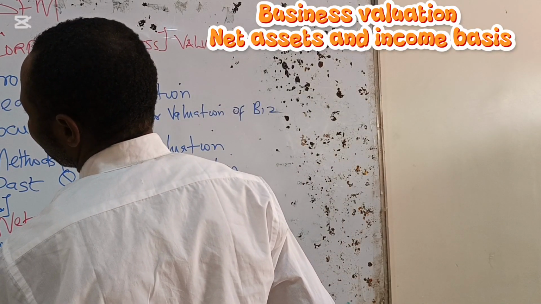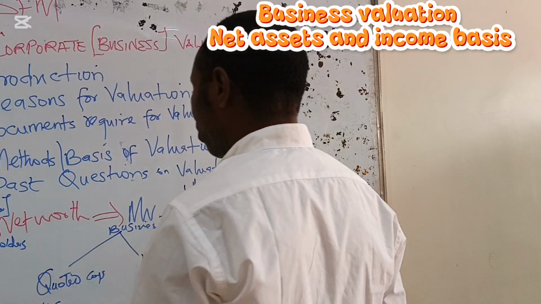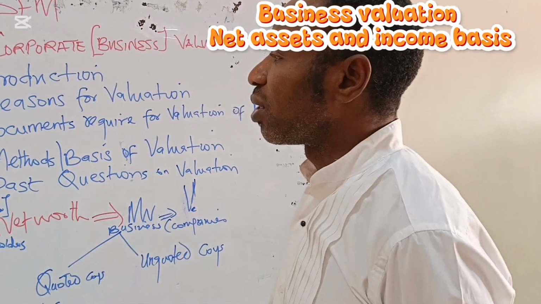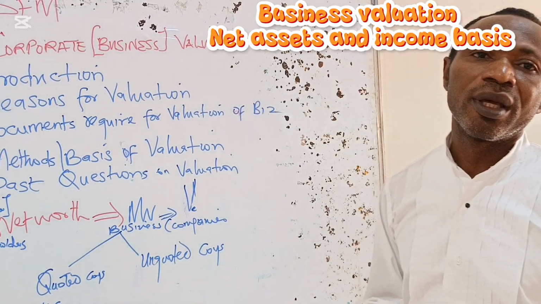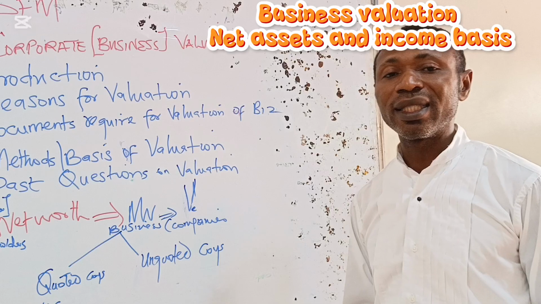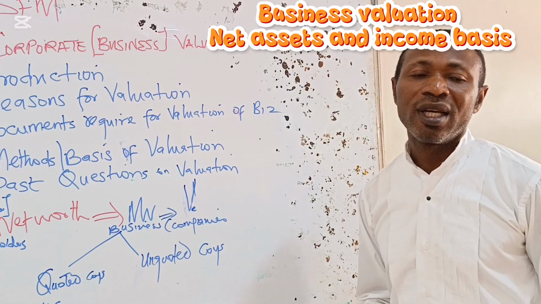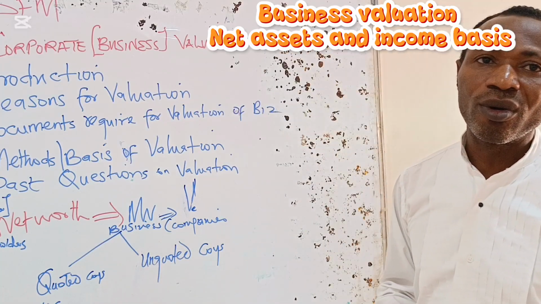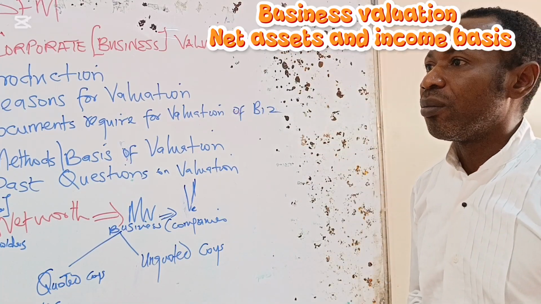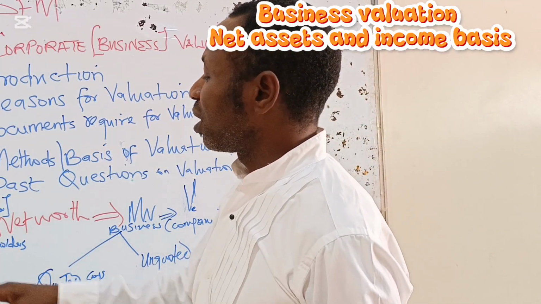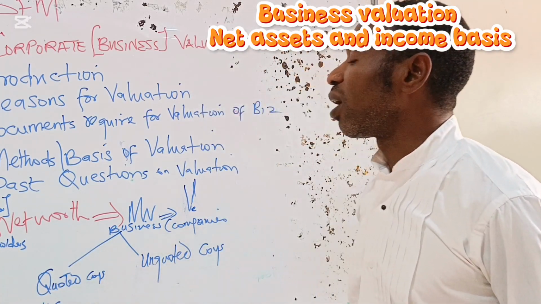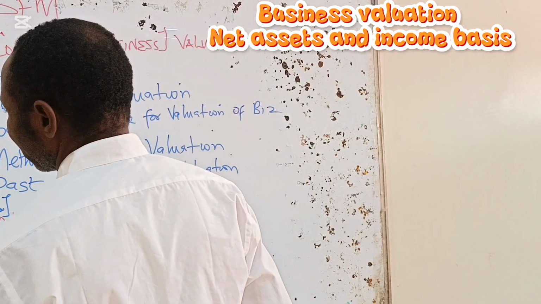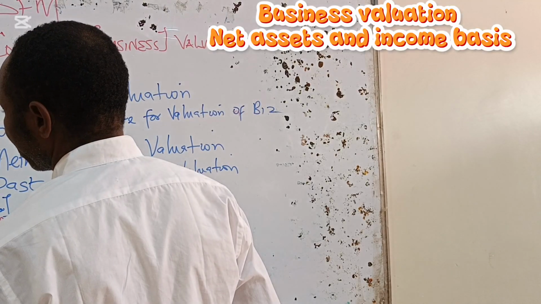Other reasons could be inheritance. There could be a situation whereby a member or owner of the business, maybe a part owner of the business, dies and leaves the business as inheritance to his children or whoever he chooses. Such a person may demand to know the value of such a business so as to know what to do with his inheritance.